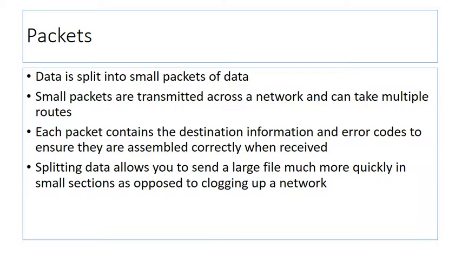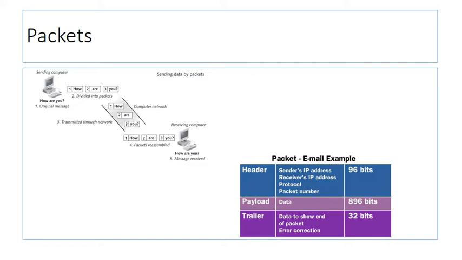Each packet contains the destination information and error codes to ensure they're assembled correctly in the right place when they are received. Splitting the data allows you to send a large file across the network much more quickly and more efficiently. Here we have a couple of images which I've just ripped from the internet.